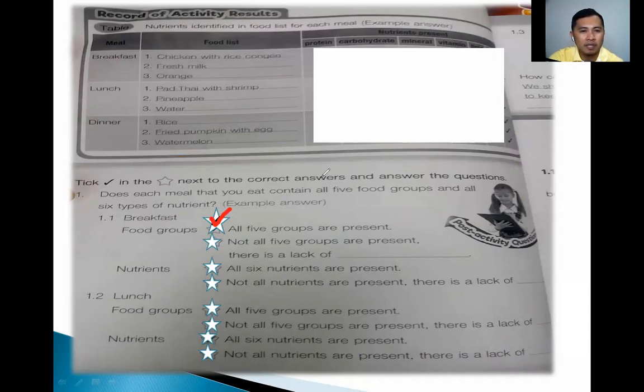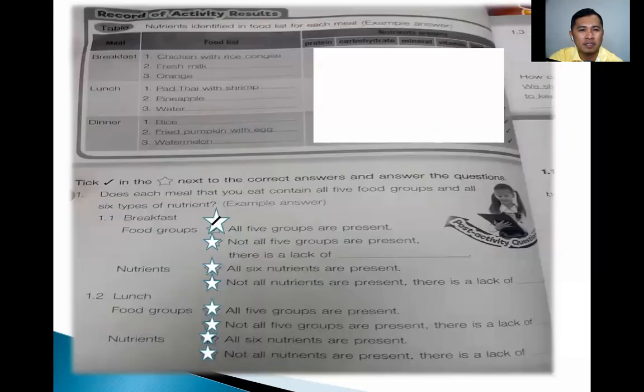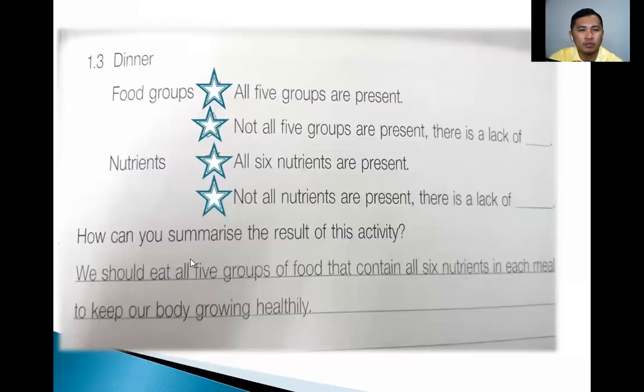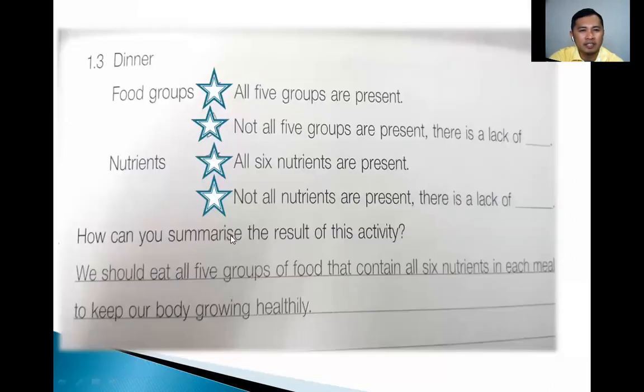Always remember, guys, read the instructions before you answer. Okay, and now let's move on to the next slide. Here, this is the continuation. Breakfast, lunch, dinner. All right, so just get the food groups. Which groups is that? The nutrients, and that's it. Now how can you summarize the result of this activity? So this is the answer, guys.